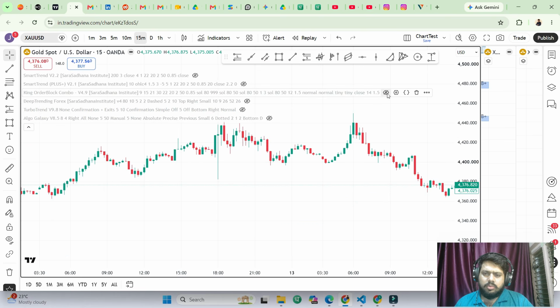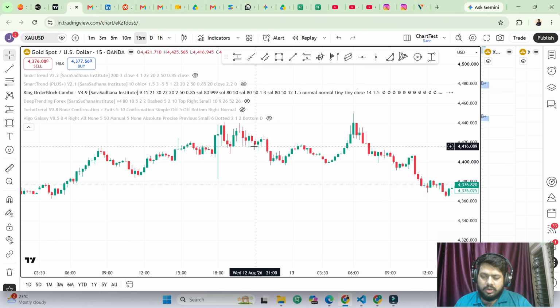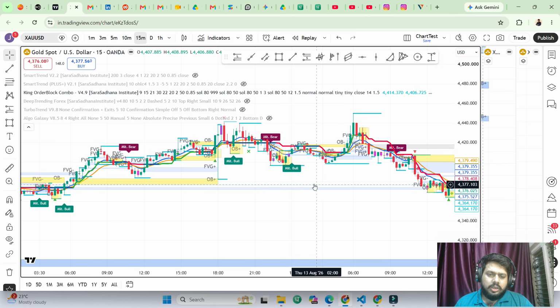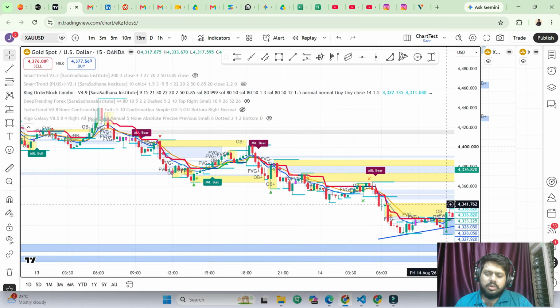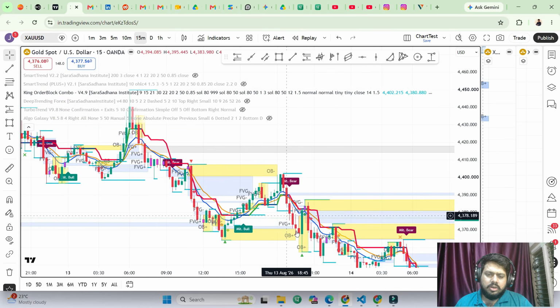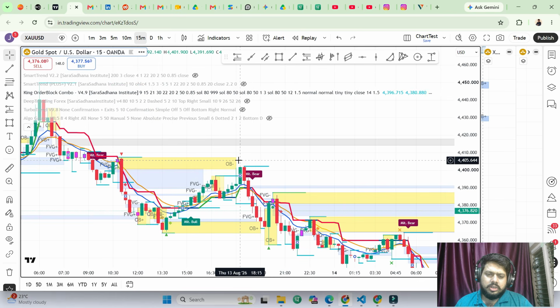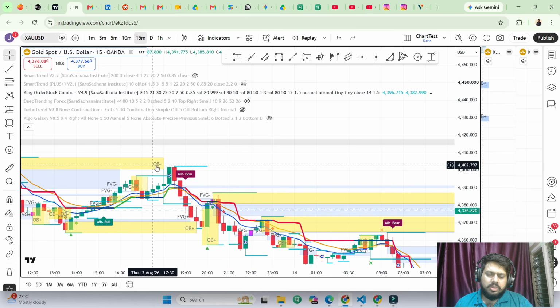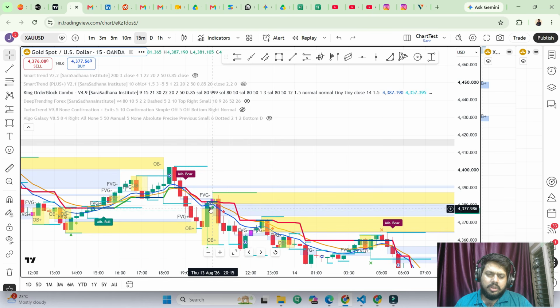Another one is King Order Block. This is my favorite one and it is a very advanced one. By seeing the order blocks, you can trade the market everywhere. The whole market mapping, it will get done. You can observe how many times it got rejected from the order blocks. OB minus means order block minus, and OB plus means order block plus.